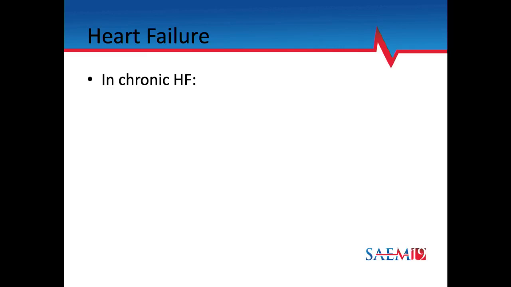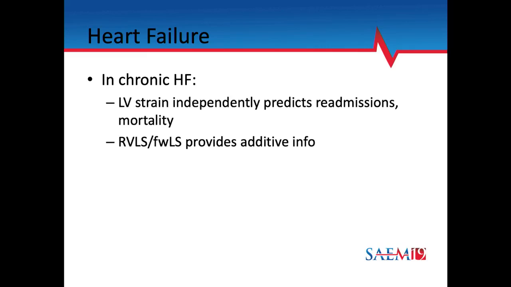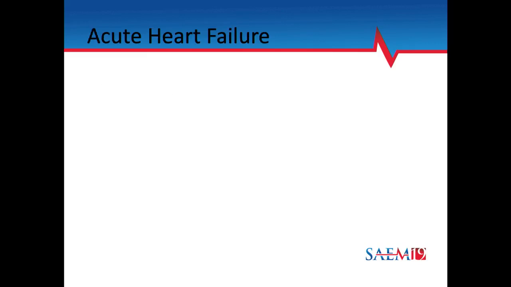So when we move into the heart failure world, in chronic heart failure, it's pretty well established that impairment in strain, both in the LV and the RV, is associated with worse long-term outcomes. In the acute heart failure realm, the landscape is not quite as well defined.